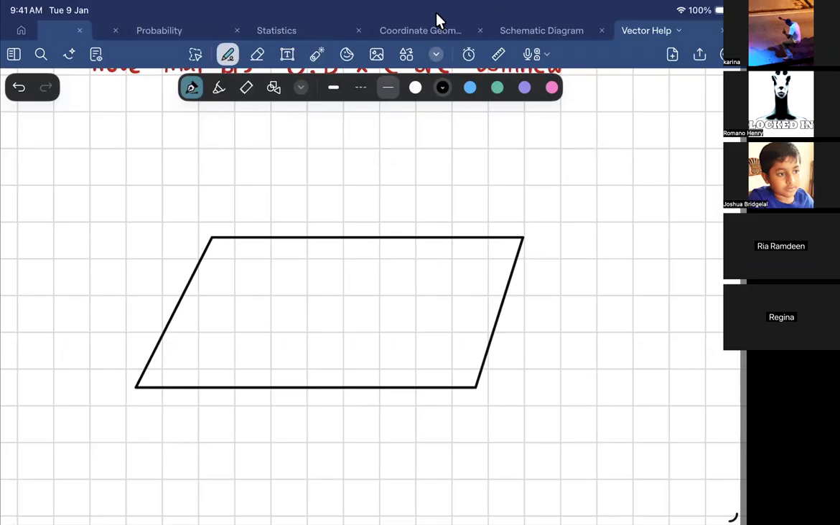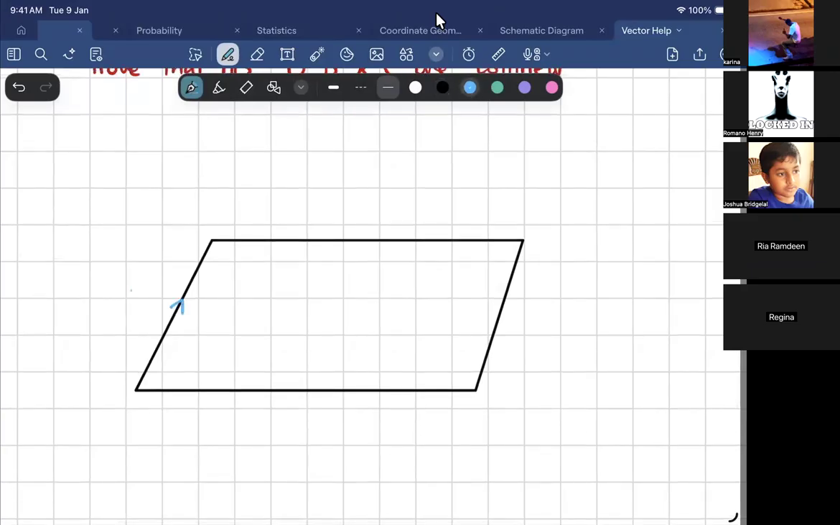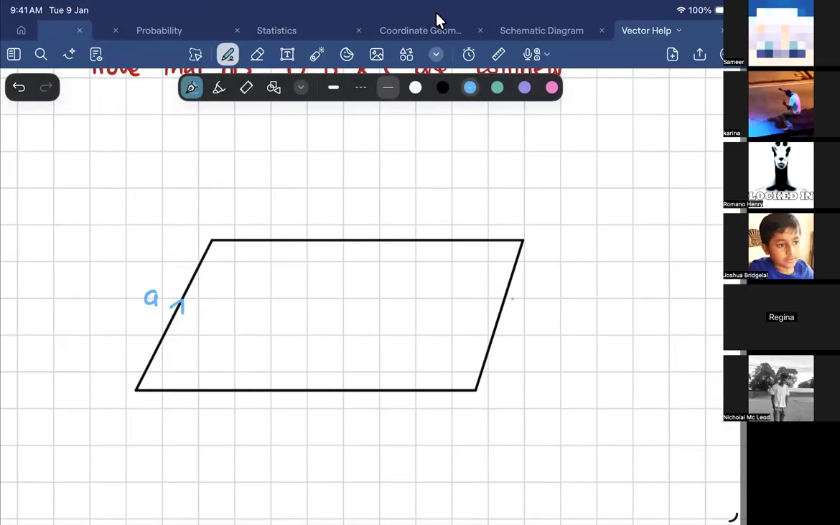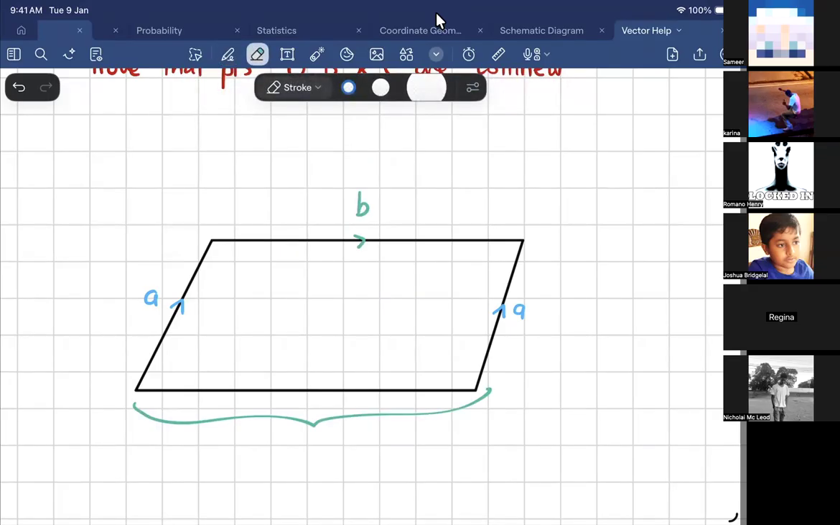Cool. If this is vector A, then what would this vector here be? That would also be vector A, because for a parallelogram, opposite sides are parallel. They're the same. If this is vector B, what do you think this would be? It would be B.